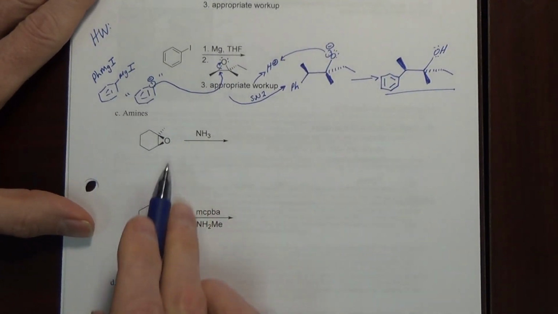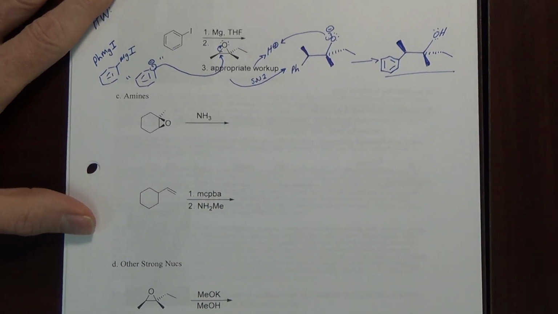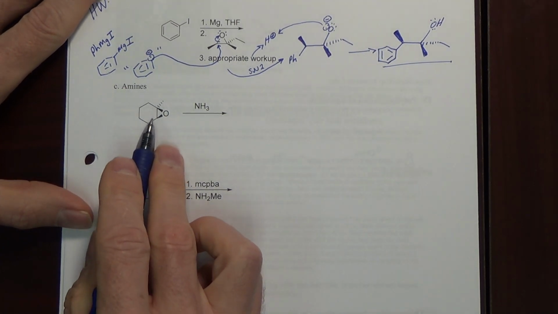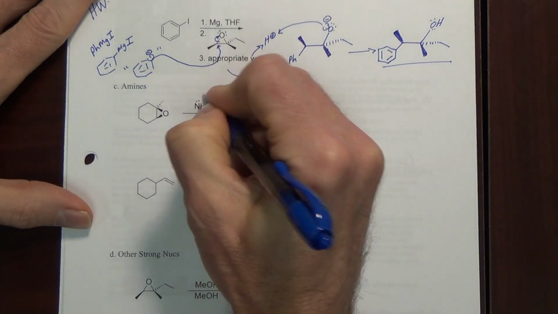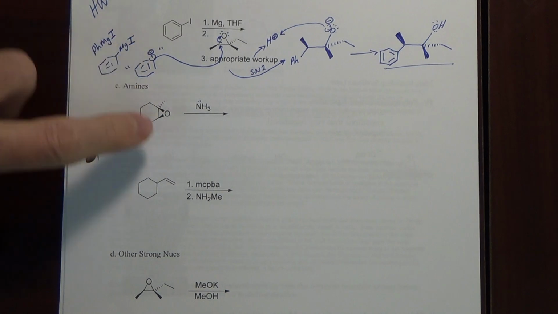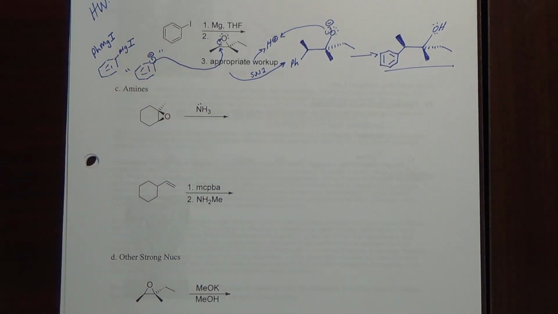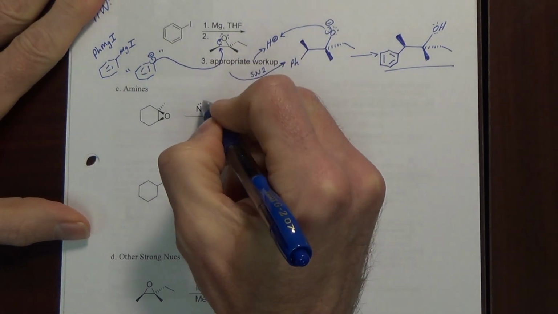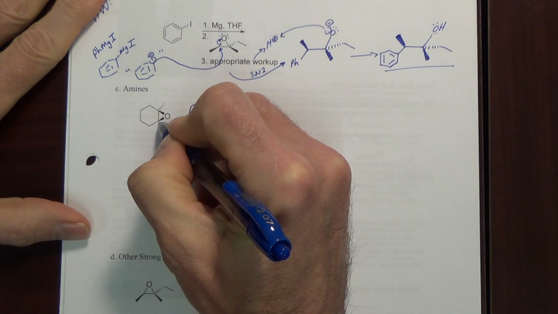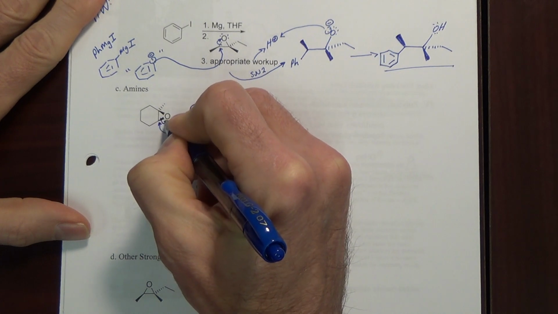Okay, other strong nucleophiles that will react with epoxides include amines. Take this epoxide, react it with ammonia here. The amine is considered a strong nucleophile even though it's a neutral nitrogen. It's not super strong. It's not as strong as a Grignard carbanion, but it's still considered strong. So it's SN2. These electrons react at the less substituted carbon of the epoxide, kick the oxygen off.